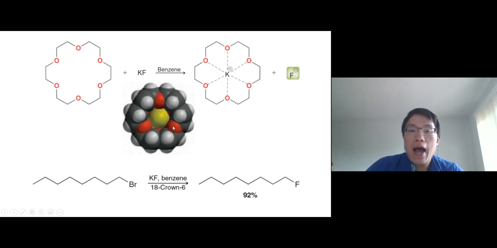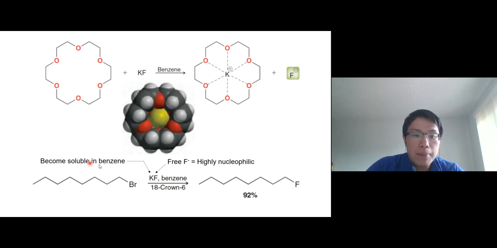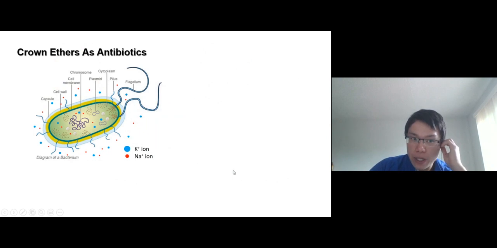All right. So this is an application in organic synthesis. Now in medicine, take a look. Also, a little bit more: the crown ether becomes soluble in benzene, makes potassium fluoride soluble in benzene, and fluoride becomes highly nucleophilic. Okay. This is an application in organic chemistry. Now we're going to go to medicine, antibiotics.